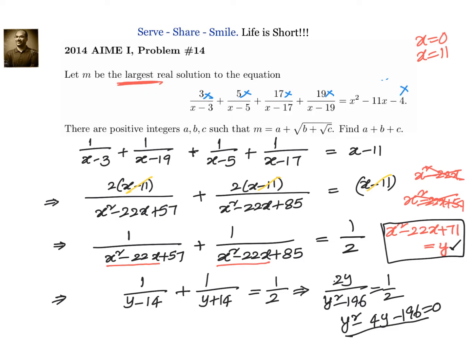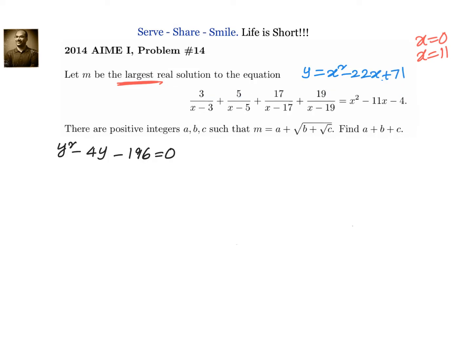So let me write down the equations which are important. Two equations: one is y square minus 4y minus 196 is 0, and another is y equals x square minus 22x plus 71. Now what's the solution of this quadratic equation? y equals minus b, that is 4, plus or minus root of b square, that is 16, minus 4ac, that is minus of minus 4 into 196, that is plus 784, divided by 2.